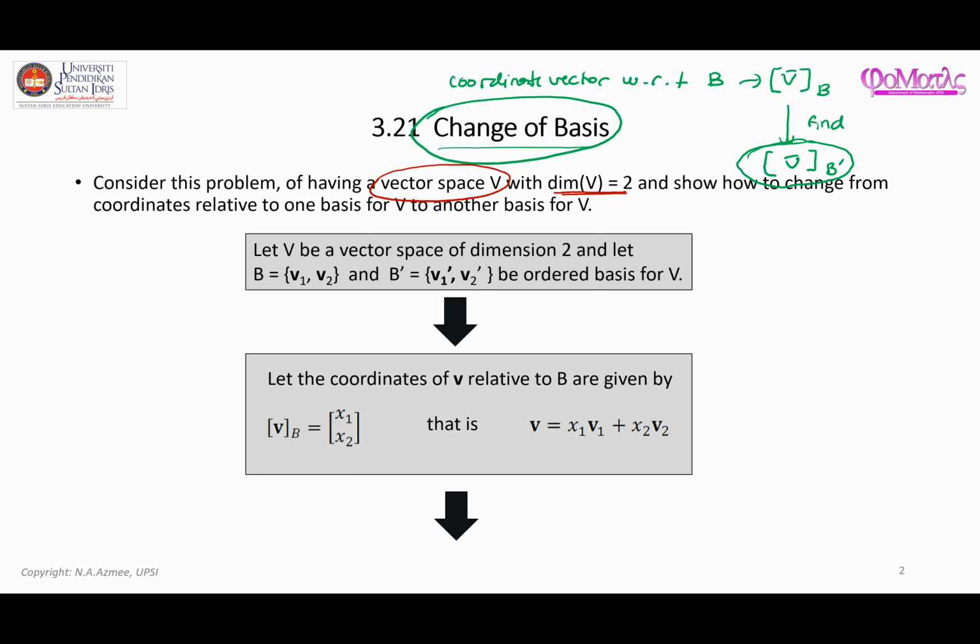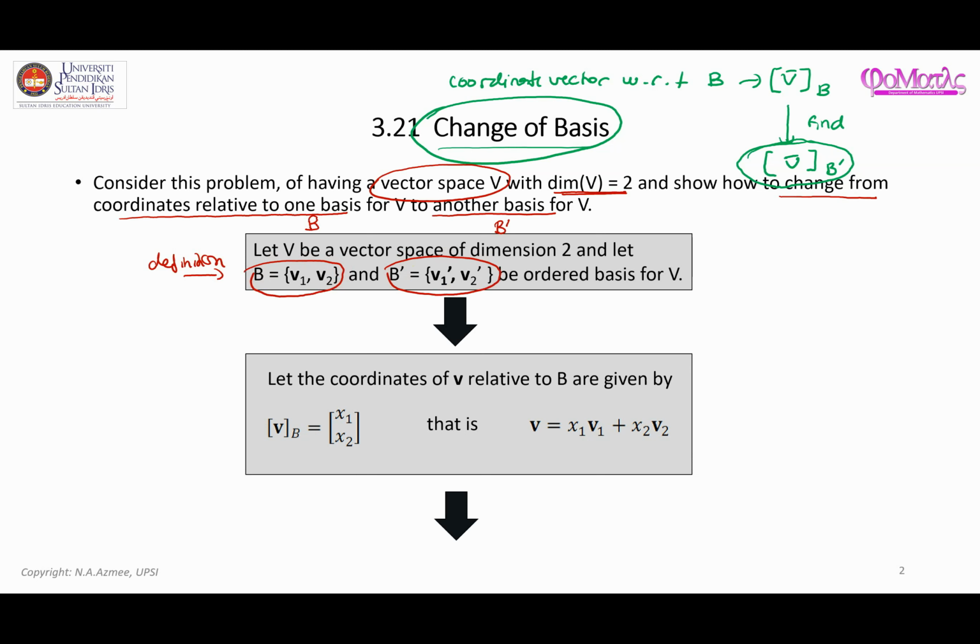And here we're going to discuss the procedure: how can you change from coordinates relative to one basis, for example relative to basis B, to coordinates relative to another basis, which we call B prime? As a definition, we have two different bases. The first one here is B, and this is B prime.